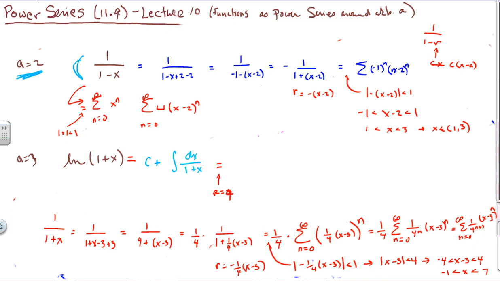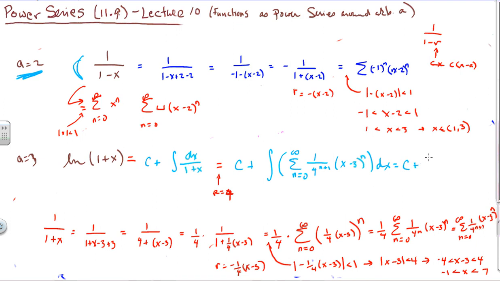But according to what we did before, this is equal to the integral of the sum, n equals 0 to infinity, of 1 over 4 to the n plus 1, times (x minus 3) to the n dx. And we can integrate this term by term. That's the big theorem. So this is going to be c plus.